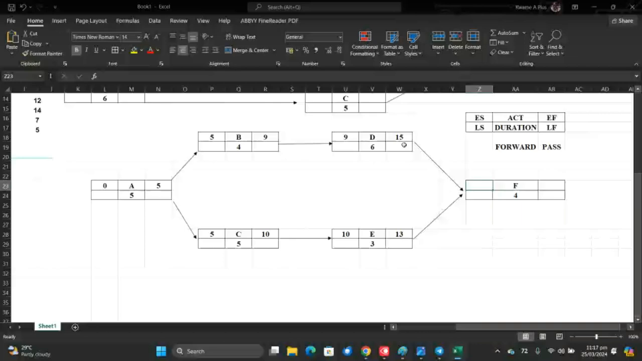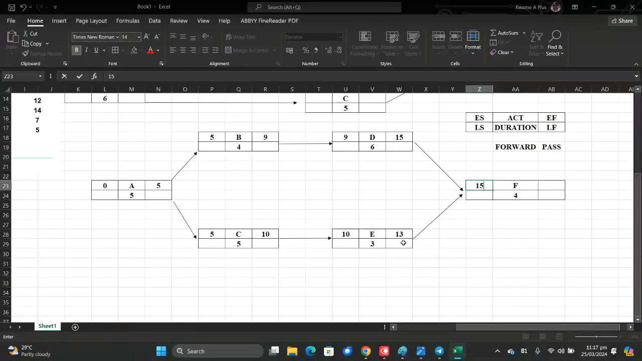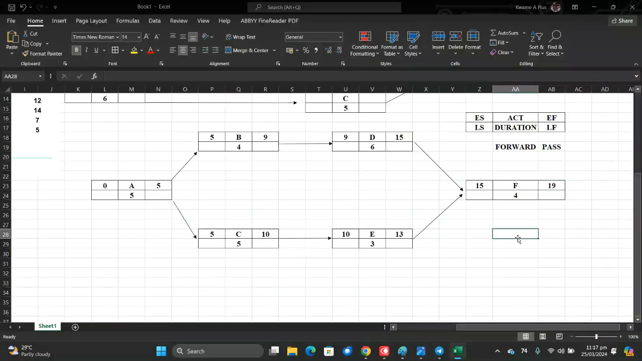But the highest number you meet among two or three or four is the earliest start for what? The successor. So here becomes 15. This one finished much earlier than this one. This one slowed down. It took a few more days. Right? Yes. And then here becomes 19. All right, so we've done what we call the forward pass.